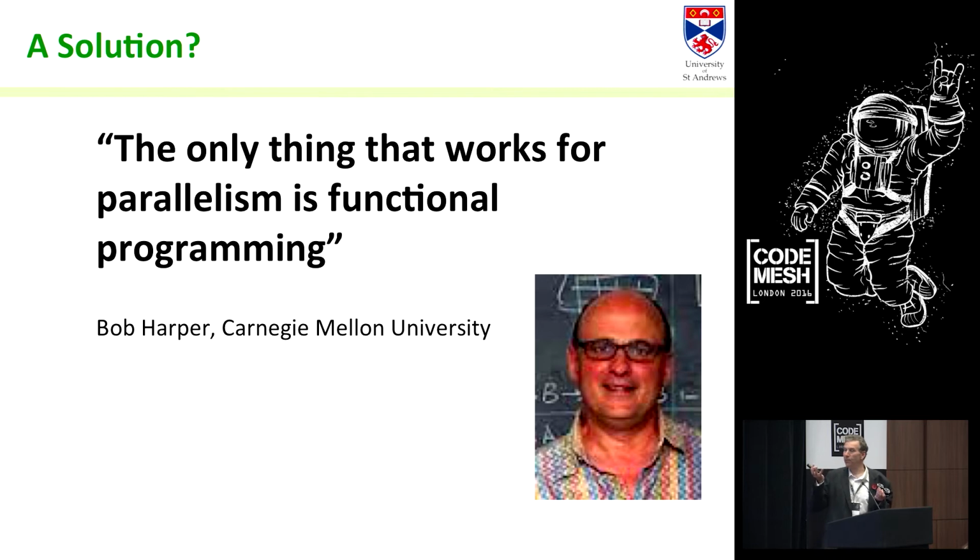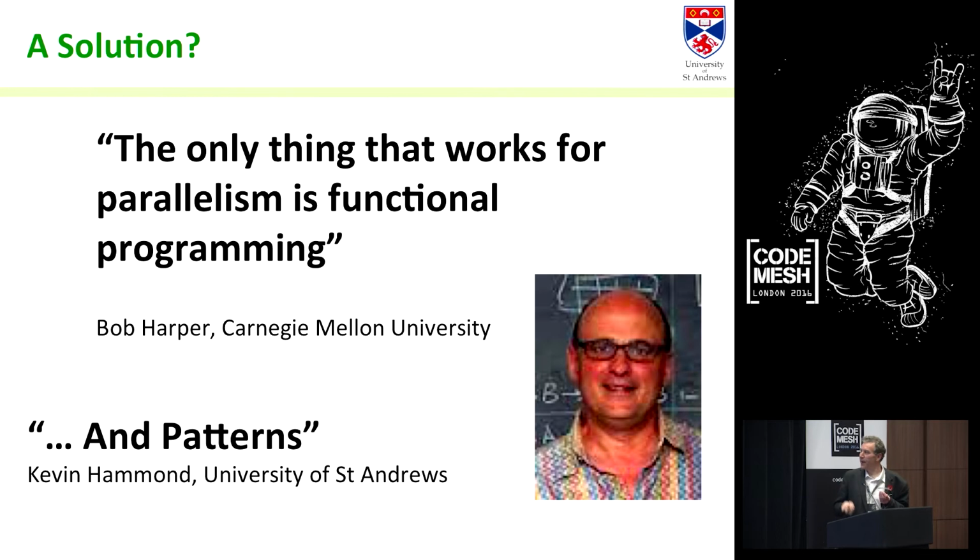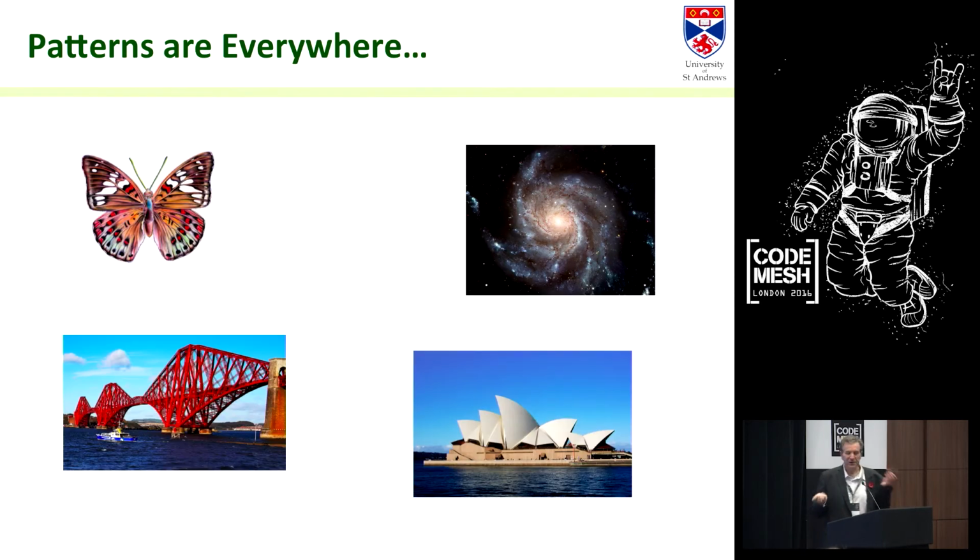So, according to Hopper, and you can verify this because it's on his Facebook page, the only thing that works for parallelism is functional programming. And I'm going to say, and patterns as well. So patterns and functional programming go together extremely well. Patterns are everywhere. The human brain is tuned to recognizing patterns in nature, in engineering, in all kinds of situations. We like patterns, they allow us to simplify problems. So let's try to exploit the idea of patterns.